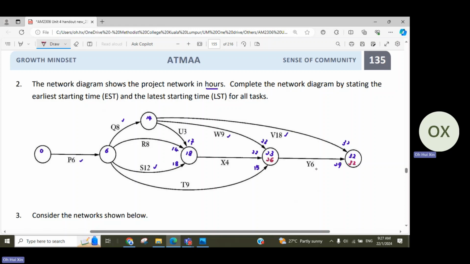So which means that in order for us to finish the project in 32 hours, the latest time that we should start Y will be 26 so that we are able to finish it on time.